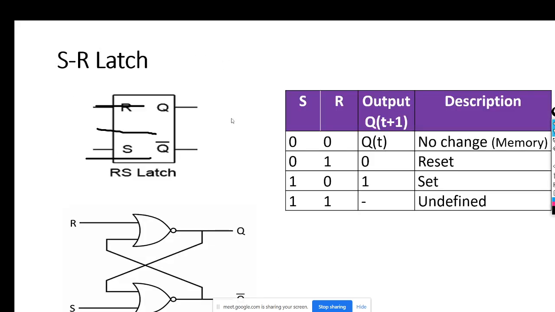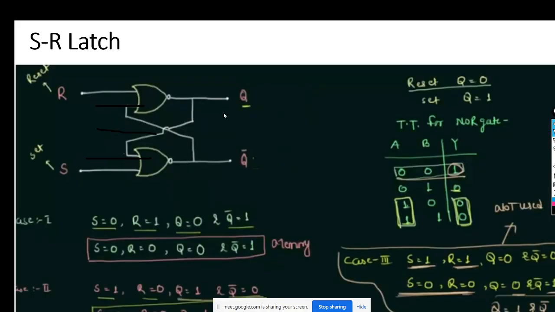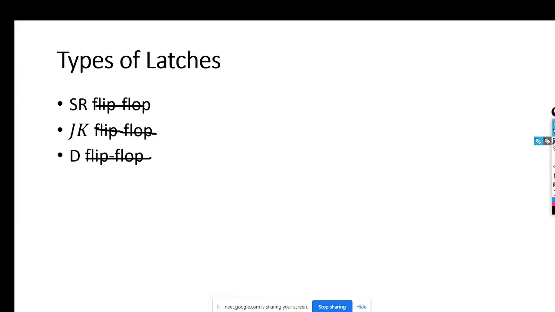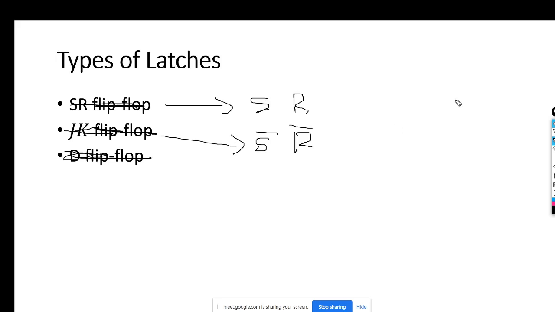So what we are going to discuss is the SR latch and the S bar R bar latch. When it comes to flip-flops, we are going to discuss some other flip-flops like SR flip-flop, JK flip-flop, and D flip-flop. But for latches, we are going to discuss only the SR latch and S bar R bar latch. Sorry about that, I made these slides very hurriedly today itself.